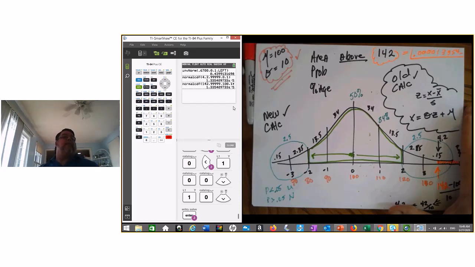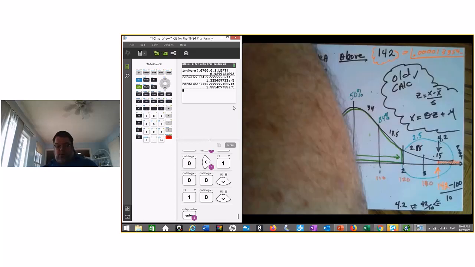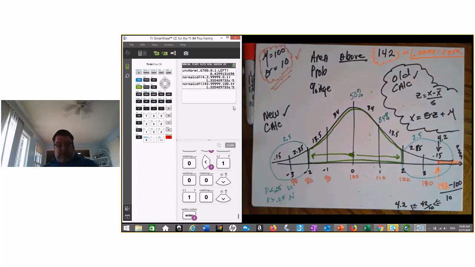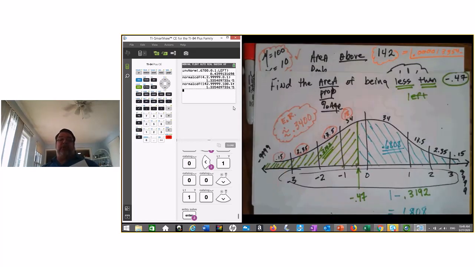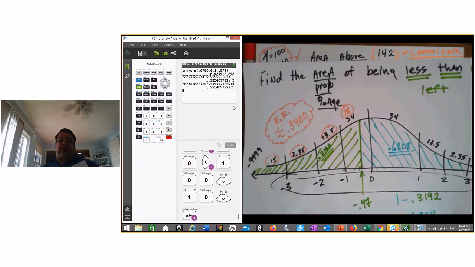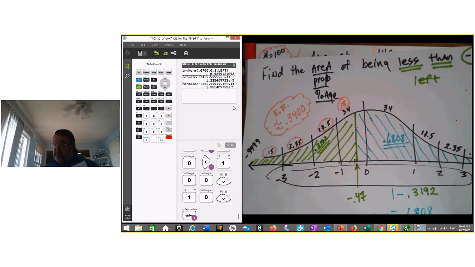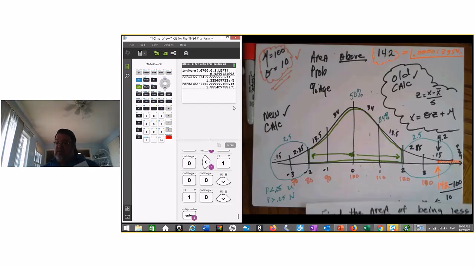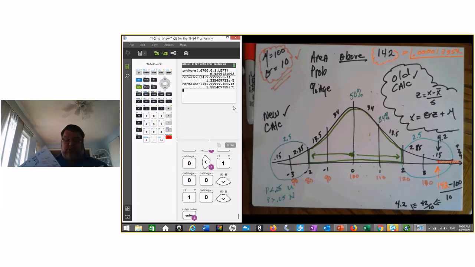Okay. Any questions on that? So that one lines up with the one we did like this, only this one had a mean and standard deviation of 0 and 1. This one has a mean of 100 and a standard deviation of 10. Okay, so let's do another one.